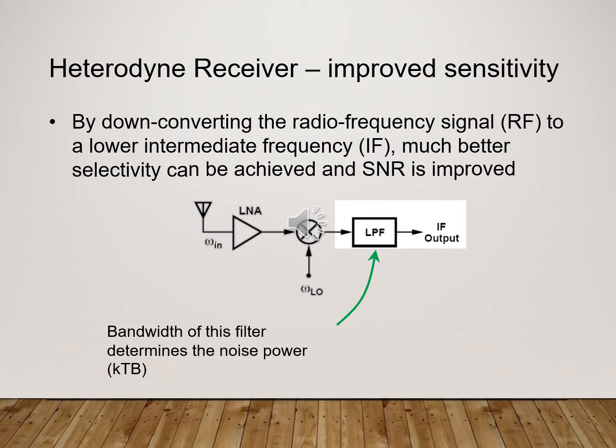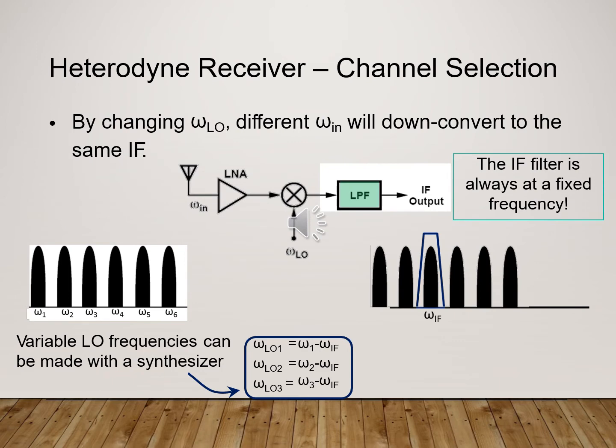By down converting the radio frequency signal RF to a lower intermediate frequency, much better selectivity can be achieved and SNR is improved as well. As you see in the slide, we have multi-channels received at the antenna. We notice that the filter here is designed at the intermediate frequency, and this filter will not be changing or tunable. We just need to change the ω_LO to get the intermediate frequency.